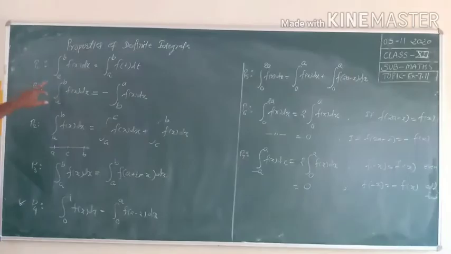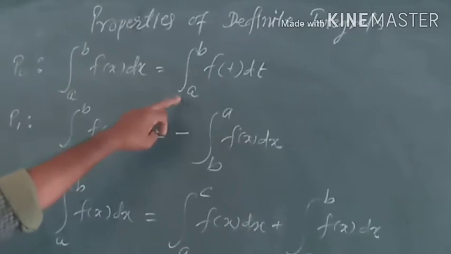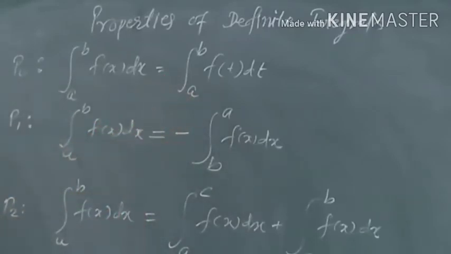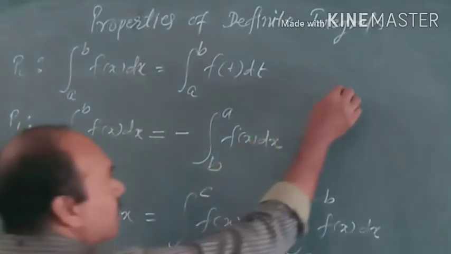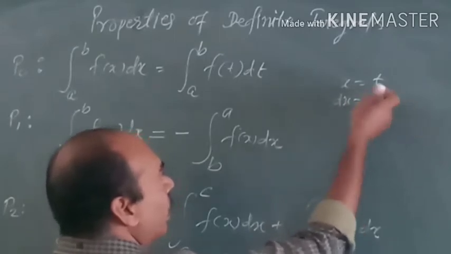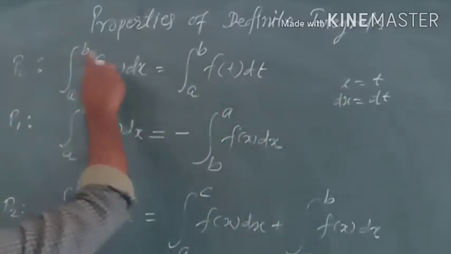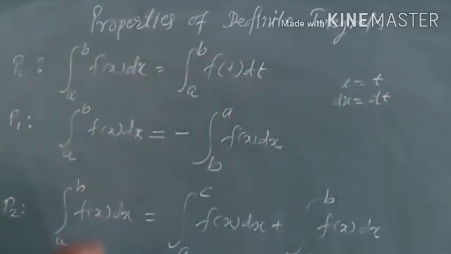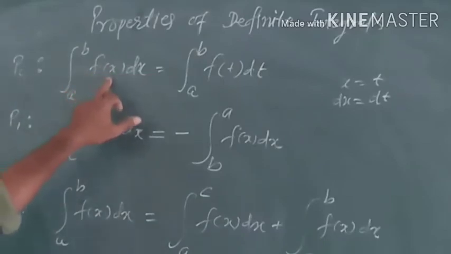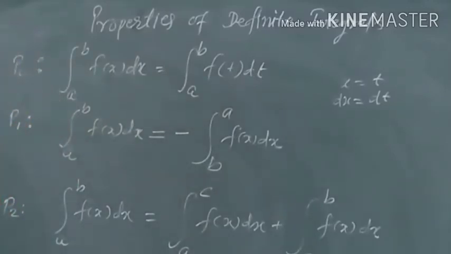Our first property is: integral a to b f(x) dx is equal to integral a to b f(t) dt. It means suppose we put x equal to t, then dx is equal to dt, and the limits also stay the same. When we put x equal to a, t is also a. When we put x equal to b, t is also b. So if you want to change the variable from x to t, write t in place of x. There will be no effect. This is the first property, P0.